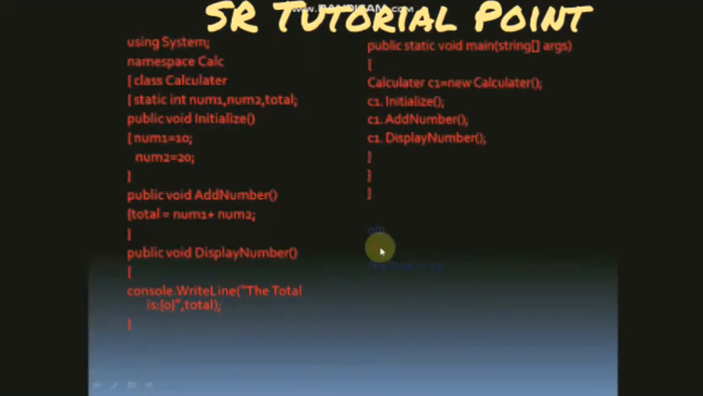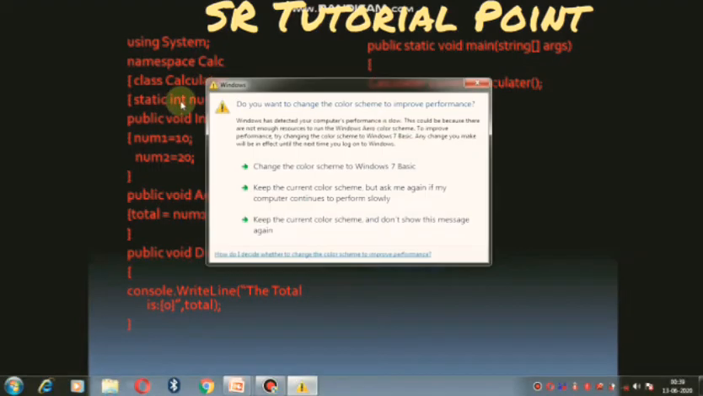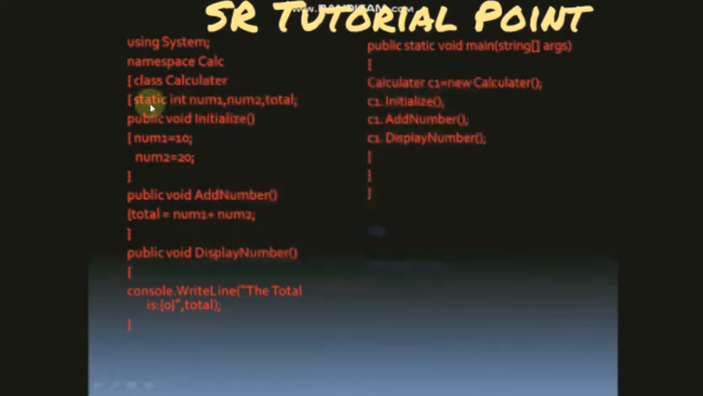This program is written in C#. Using System, namespace Calc. The name of the namespace is Calc here. What is a namespace? A namespace is a collection of classes. Then I am creating a class Calculator. Then I am declaring static int number1, number2 and total. These are the variables which I declared in integer data type using the static keyword.